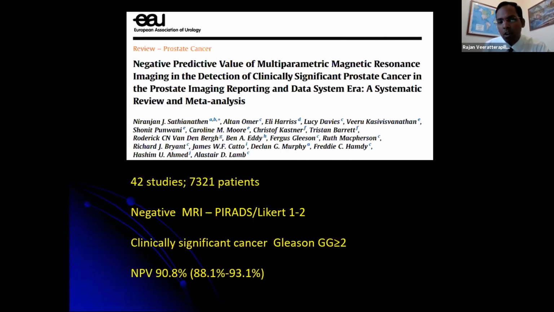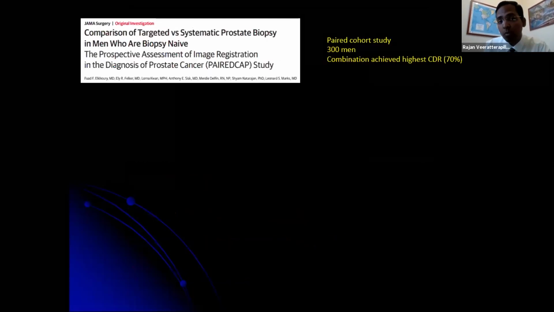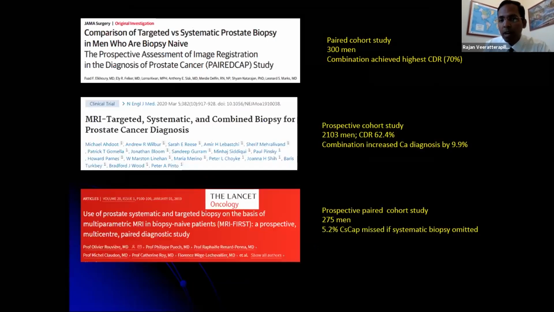So this was a large systematic review that was done over 7,000 patients, and the number is about 10%. So the MRI will miss about 10% of clinically significant cancer, i.e. if an MRI is normal, there's about a 10% chance that there is cancer there that the MRI hasn't reported. If you look at a lot of studies comparing targeted and systematic biopsy, the combination of a targeted and a systematic biopsy does increase the pickup rate of cancer by about 5 to 10%.